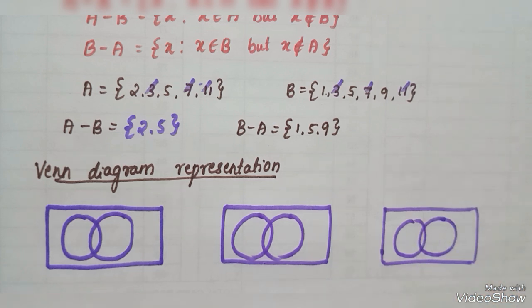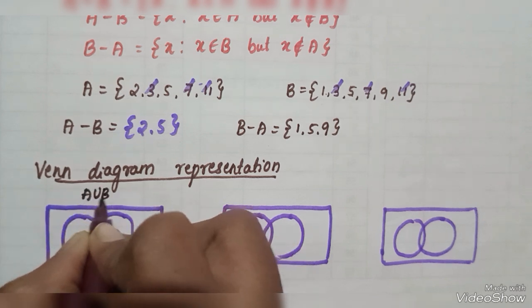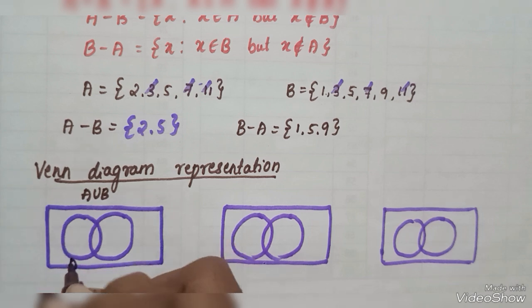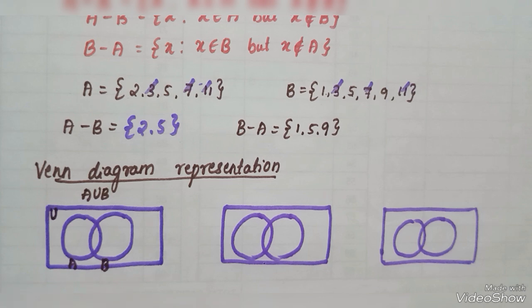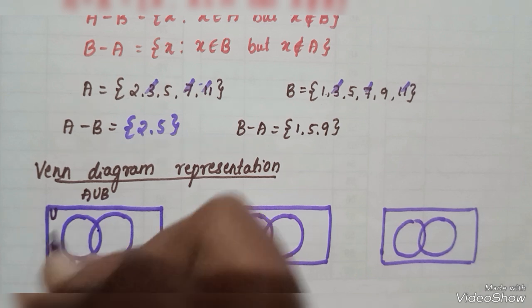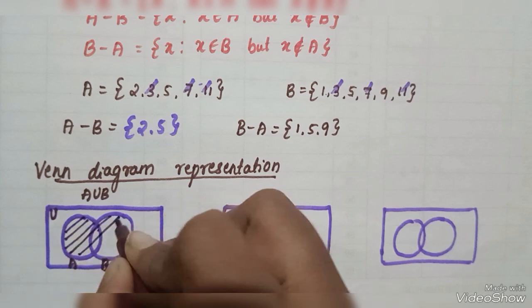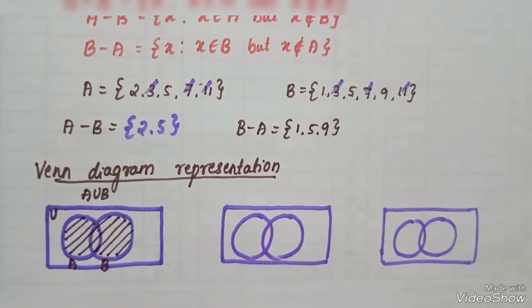First I have to represent A union B. A union B means here the set containing A and B. Here it is a universal set. A union B means all the elements of A and all the elements of B. Here this is the common region for A union B. This is the representation of A union B.